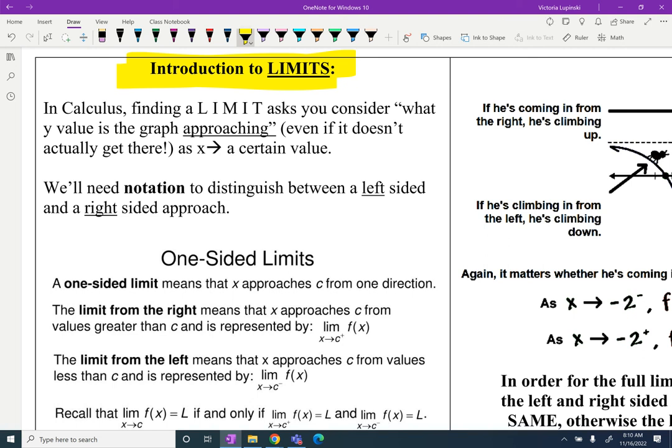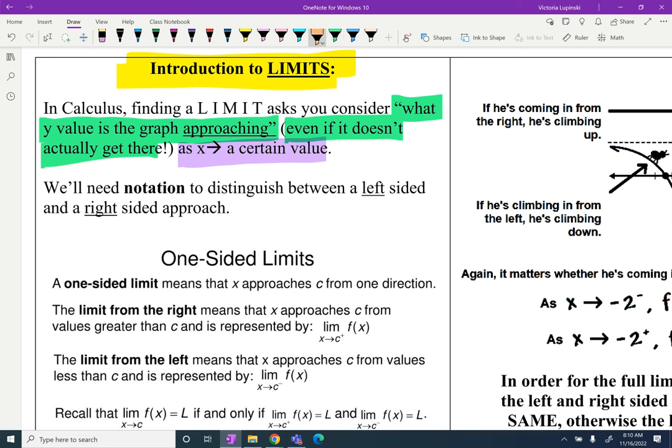So probably you've heard the idea of a limit at some point. Finding a limit in calculus asks you to consider what y value is the graph approaching, even if you don't actually get there, as x is approaching some value. So this is not all that dissimilar than what you did in the homework last night. You were approaching some x from the left and from the right. We're going to continue doing that now, but we're going to call it a limit.